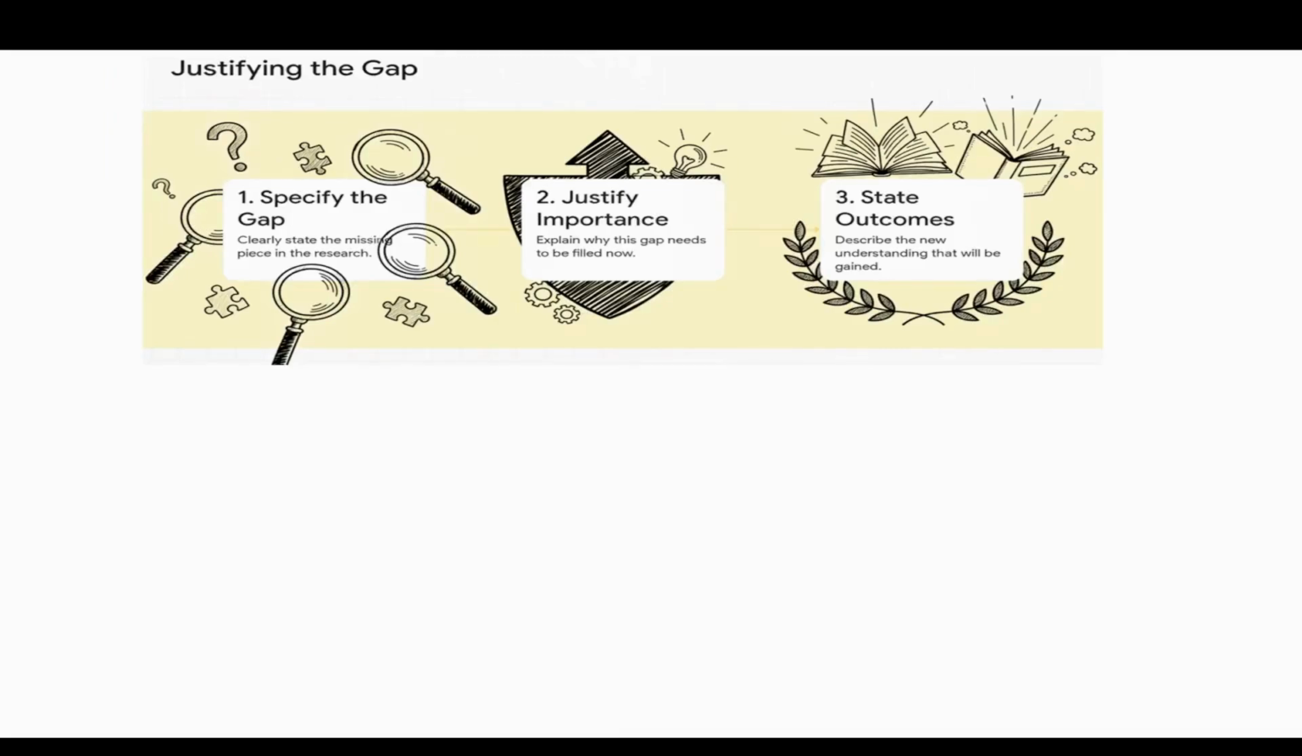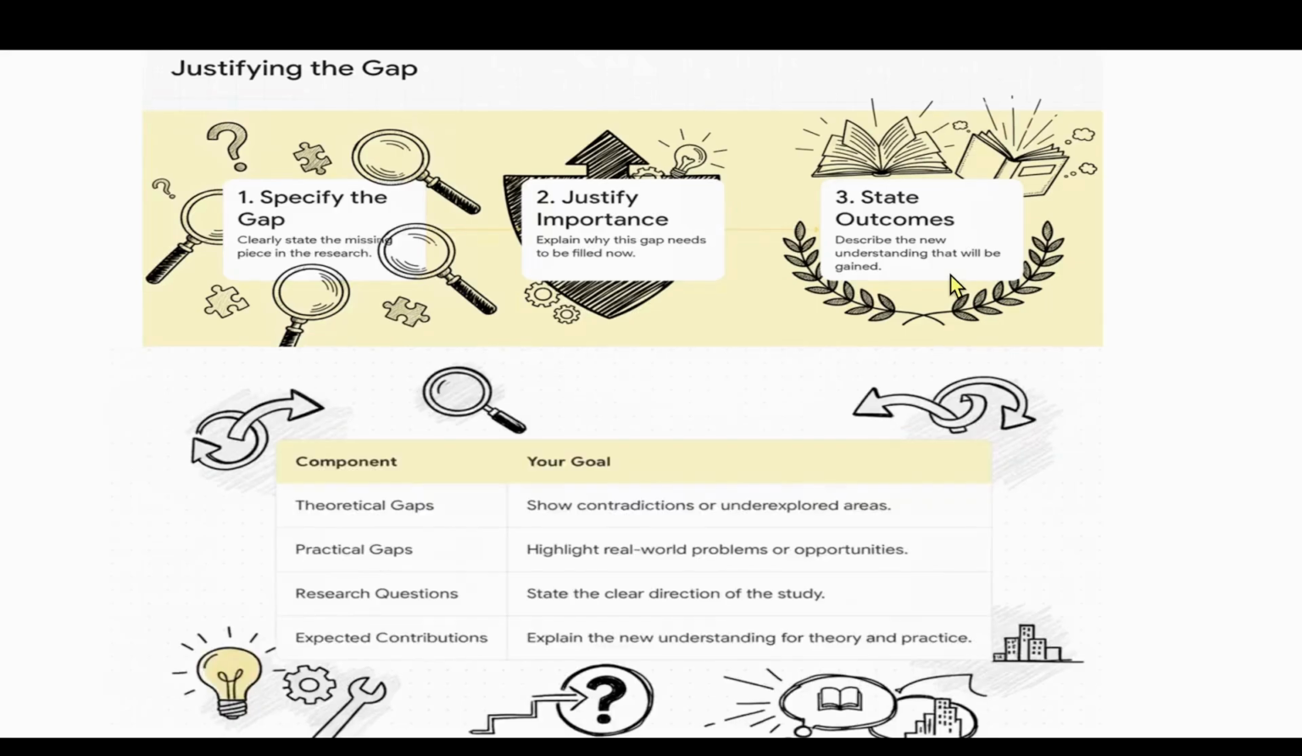Additionally, how do we justify the gap? We are talking about signposting, and theoretical and practical underpinnings. So now we have to specify the gap clearly, justify its importance, and state the outcomes, that is, how this research is going to help. We have already covered theoretical and practical gaps. We have to assure that they are in the direction of the research question, and the research should be theoretically and practically relevant. So this is a quick revision point.